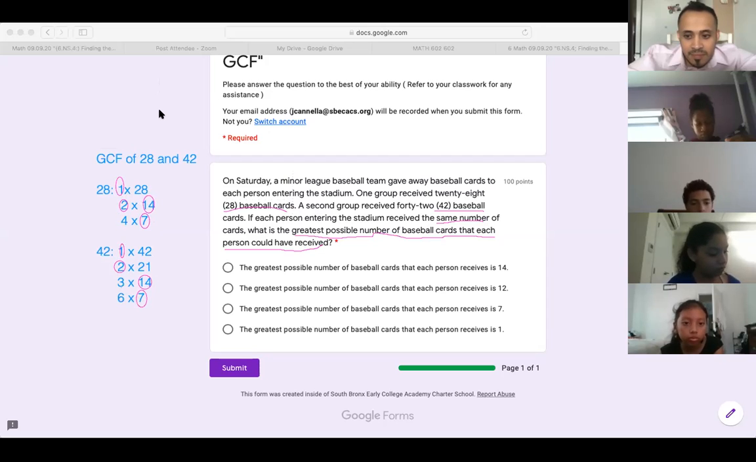Let me ask you something, folks. What is the greatest common factor? Is it 14? Yes, Alan. You see that? 14 and 14. A lot of students were picking 7 because they forgot about 14. That's why they got it wrong. So the answer should be 14.